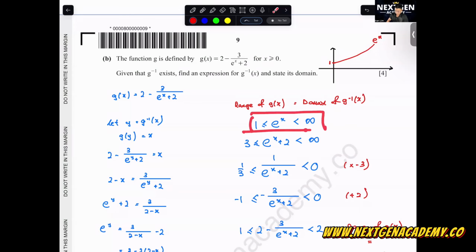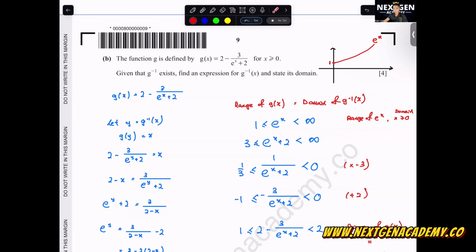This is how we get the first line: 1 is less than or equal to e to the power x, which is less than positive infinity. This is the range of e to the power x with domain x more than or equals to 0. This one is your domain, which is given to us in the question here. Then I slowly expand it to become this value.